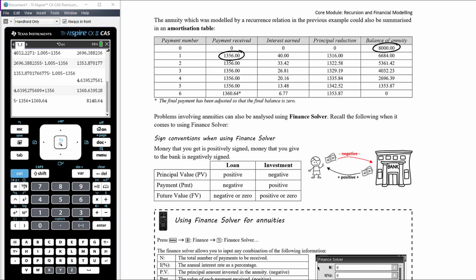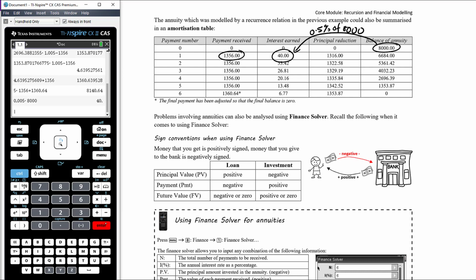The interest earned on that payment, so that's going to be our 0.5% of 8,000. 0.005 is 0.5% as a decimal, times that by 8,000, and we see indeed that's $40. So that's the interest. And then the principal reduction is going to be the payment that we've withdrawn minus the interest earned.